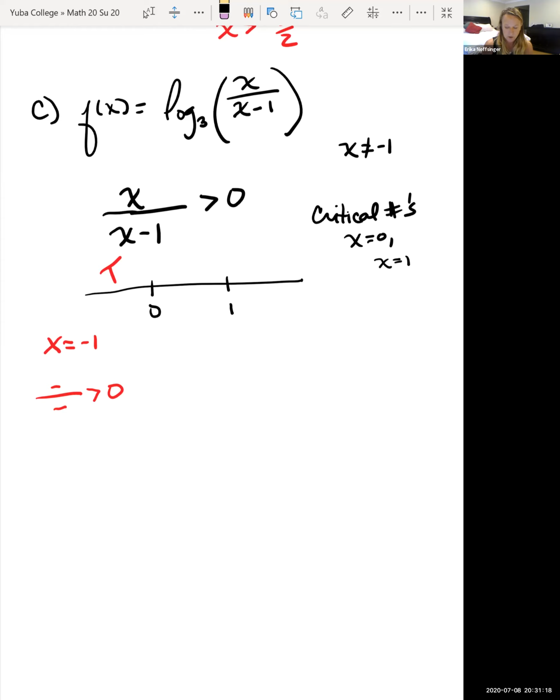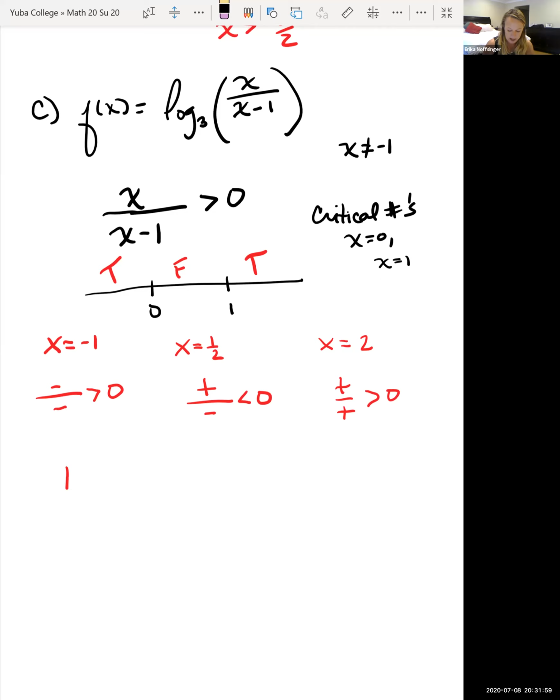So choose a number between 0 and 1. If you chose maybe x equals a half, we plug this in here, so we have a half, which is a positive number, all over 1/2 minus 1, which is a negative number. This is less than 0, so this is a false statement. Any number you chose in between there would not work. Last but not least, choose a number to the right of 1. If x is equal to 2, plug this in here, we have a positive over a positive, which is greater than 0. And this is true.